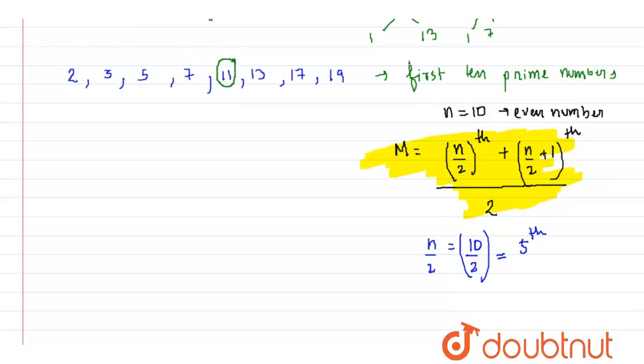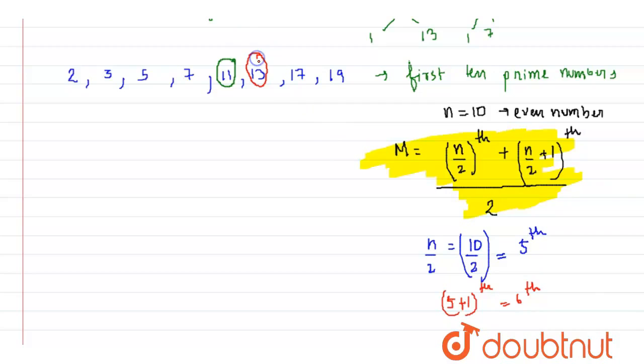11. Similarly, the next term is (n by 2 plus 1). n by 2 is 5, so 5 plus 1 is the 6th term. So the 6th term is nothing but 13.